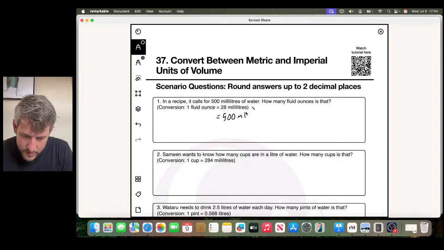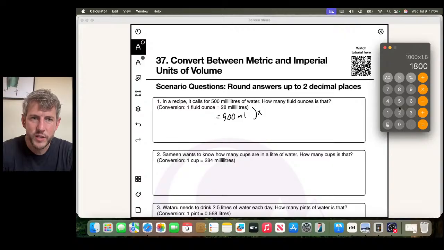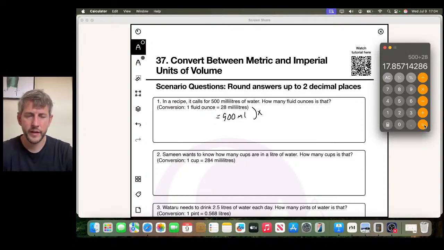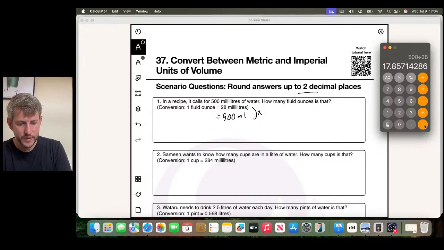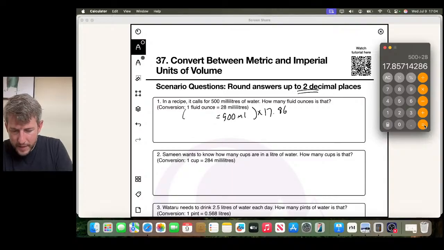So what do we times 28 by to get to 500? So remember, we just do 500 divided by 28. And that equals this, 2 decimal places for this one. So we will be timesing this by 17 point, that rounds to 86. Okay, so remember, we've timesed that by the 17.86. So it's 17.86 fluid ounces.